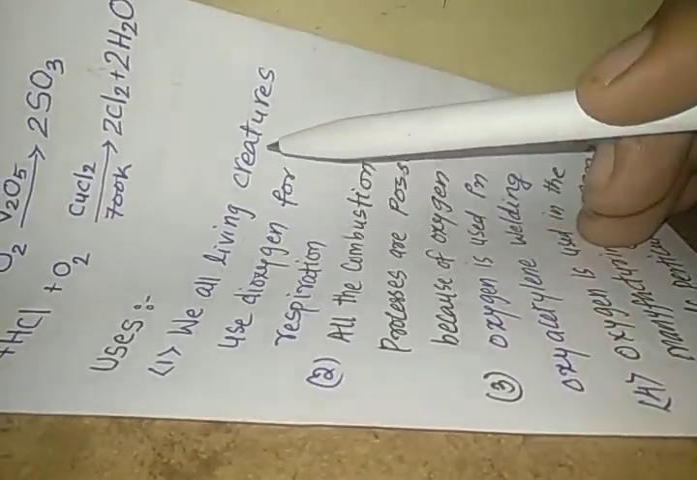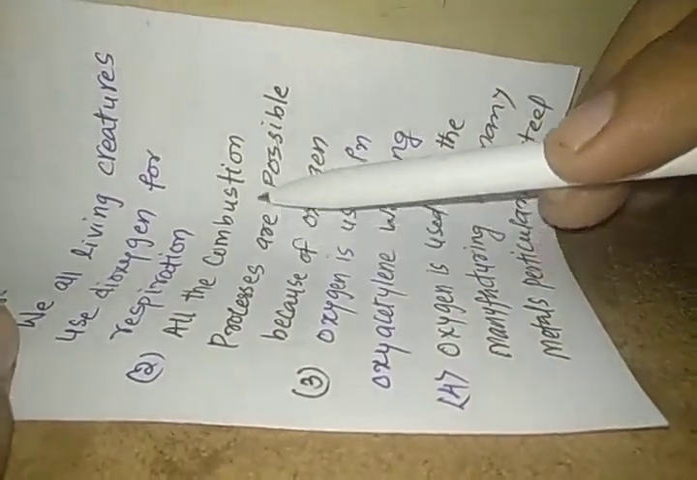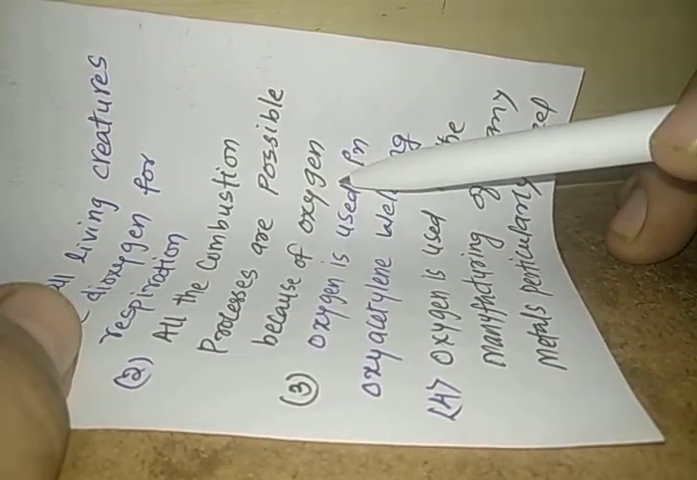Now we should know about the uses of dioxygen. All living creatures use dioxygen for respiration. So remember, my dear students, that we use this dioxygen for respiration. All the combustion processes are possible because of oxygen.